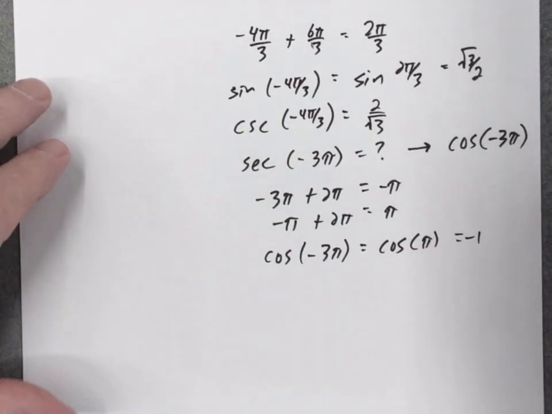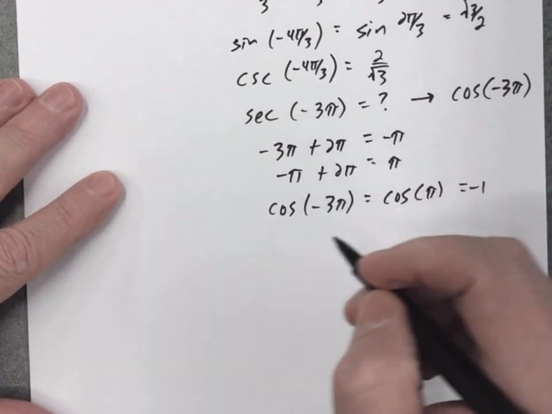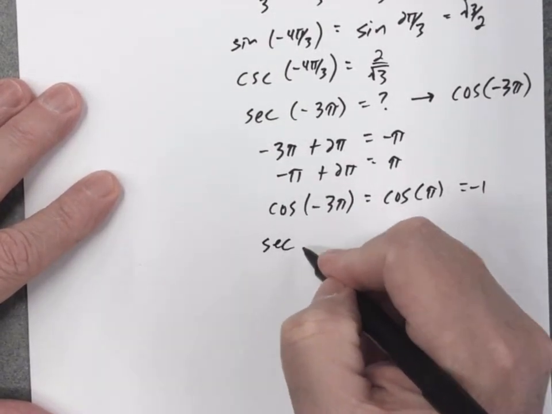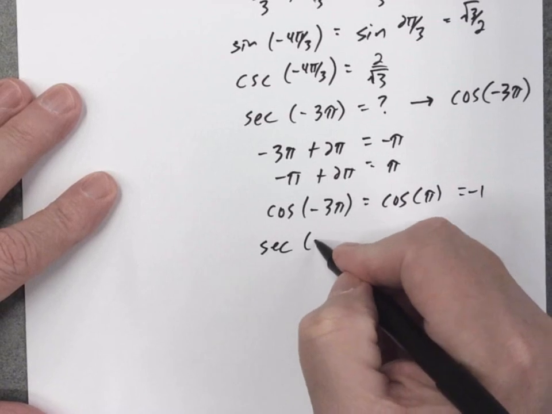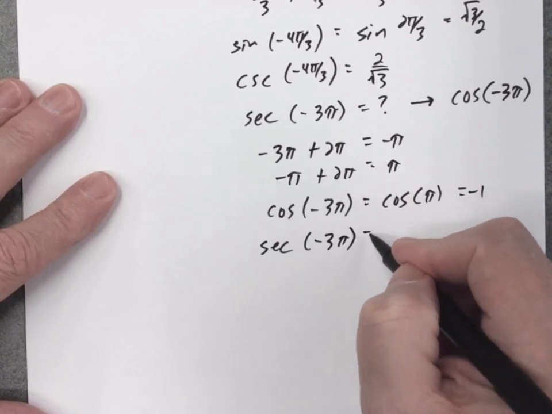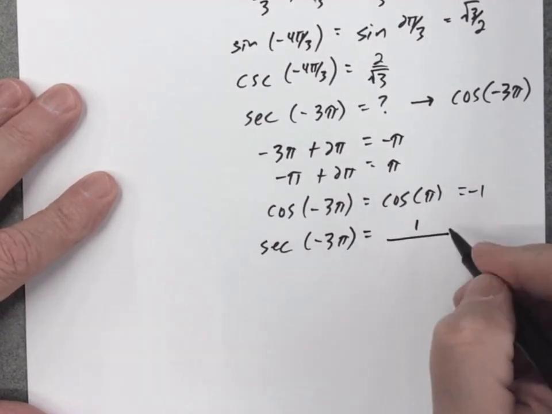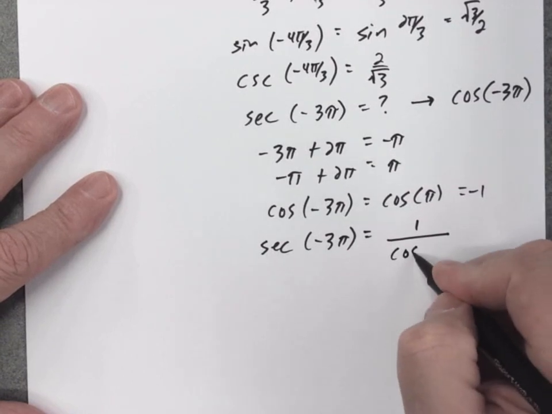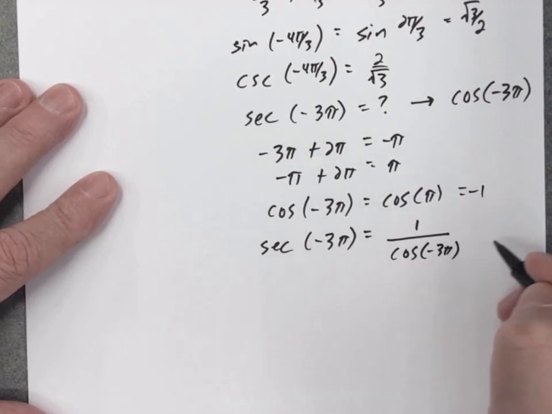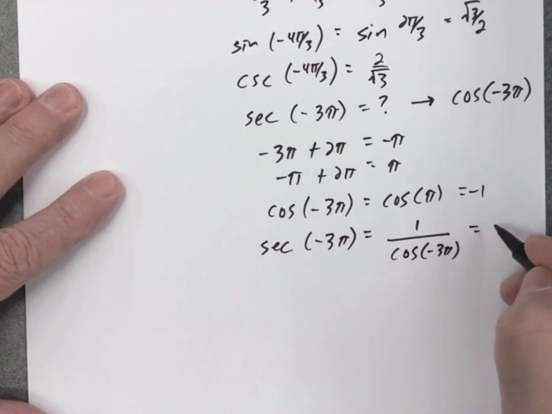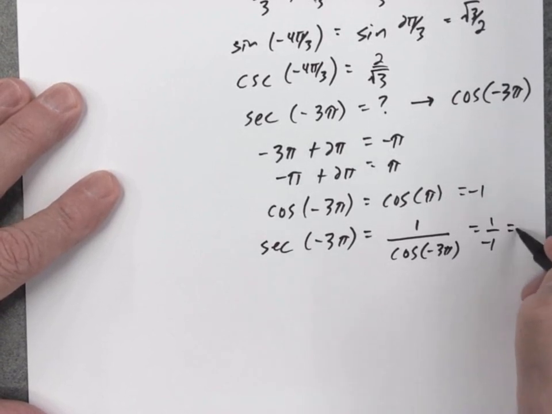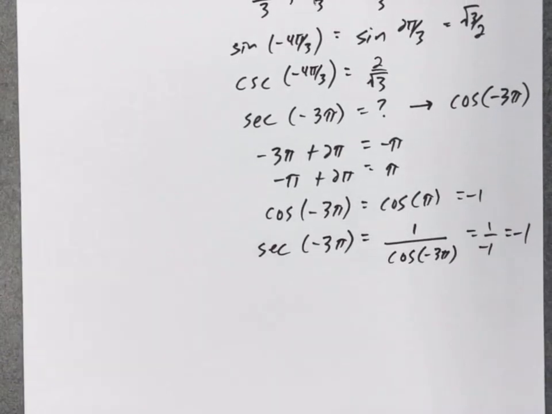So now this is a case where I will use the idea that the secant of negative 3 pi is the same thing as 1 over the cosine of negative 3 pi. Because this is just 1 over negative 1, the answer would be negative 1. All right. Coterminal angles and the unit circle, very powerful in order to figure out some of these trig functions.